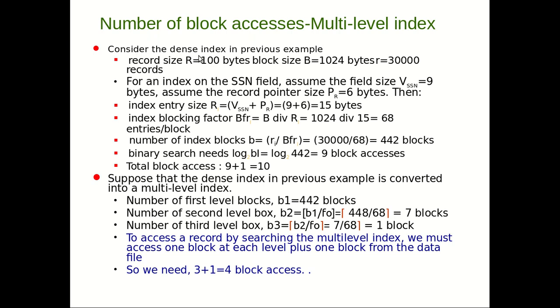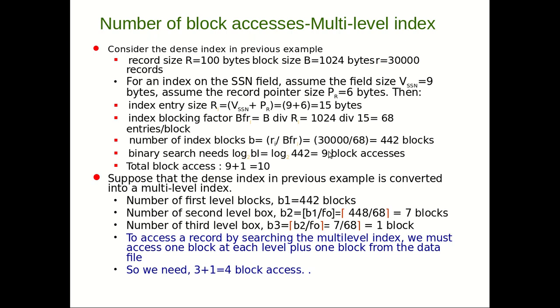Here in this case, consider the dense index of the previous example. Record size is 100 bytes, block size is 1024 bytes, and the total number of records is 30,000. For an index on the SSN field, assume this is 9 plus 6, therefore the total is 15. The index entry is 15 bytes. 15 bytes in one block means 1024 divided by 15, which is 68. We have seen all this in the previous example itself.